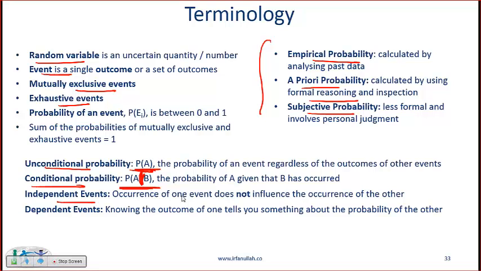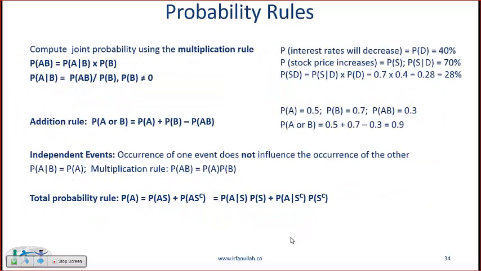Independent events: the occurrence of one event does not influence the other. With dependent events, knowing the outcome of one tells you something about the other. So if A and B are independent, then the probability of A given B is equal to the probability of A. Because if we are saying that A and B are independent and B happening tells you nothing about A, then the probability of A given B will be the probability of A.